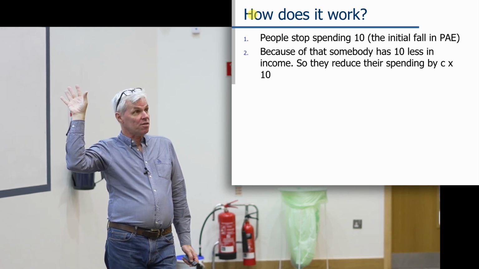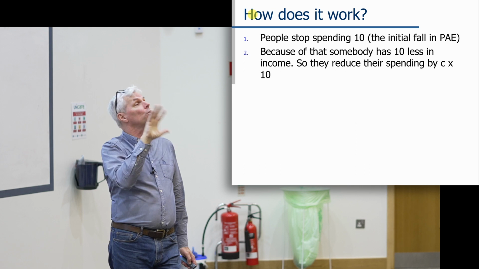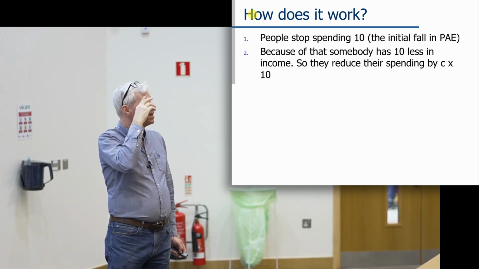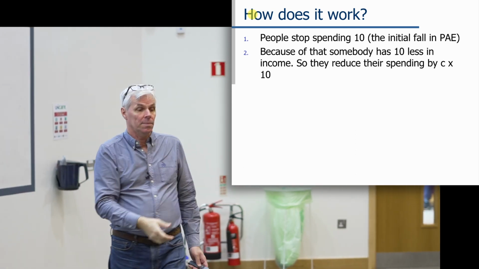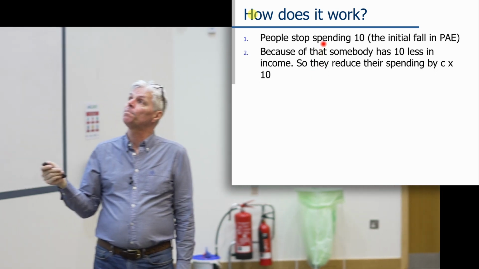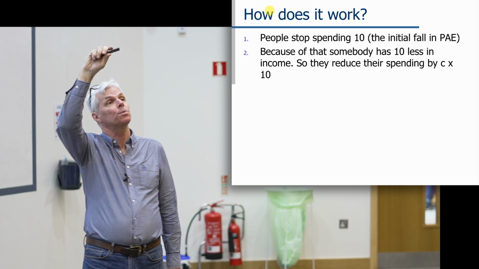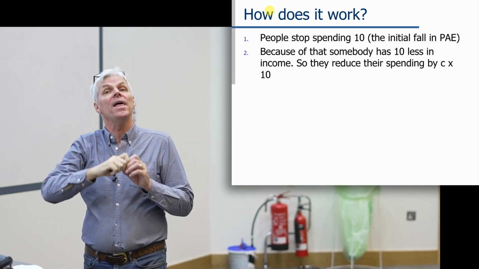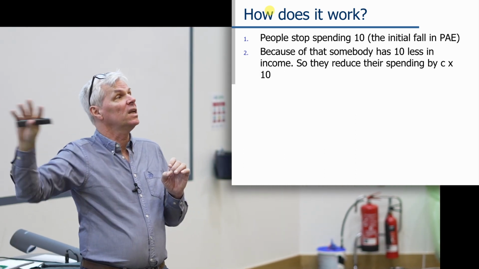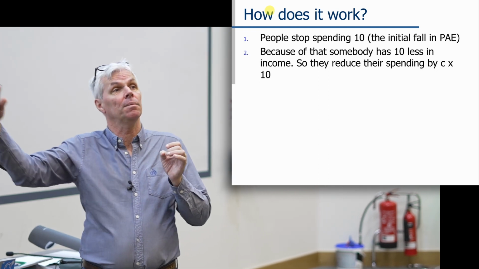Well, we're going to do the math for it in a minute. But at the moment, you could answer that question, right? Because you say, let's tell this story. Initially, people stop spending 10. We're buying 10 less in haircuts. The amount of haircuts produced goes down by 10. Then our barber feels poor. He feels poor by 10 because that's the income he didn't get.